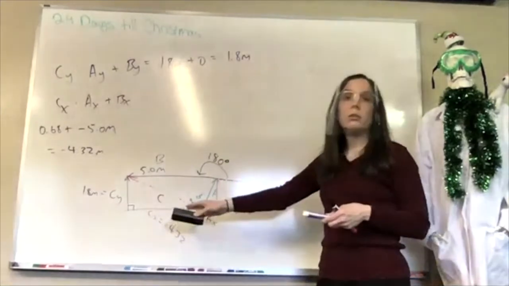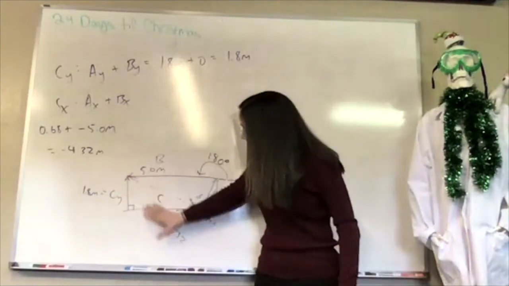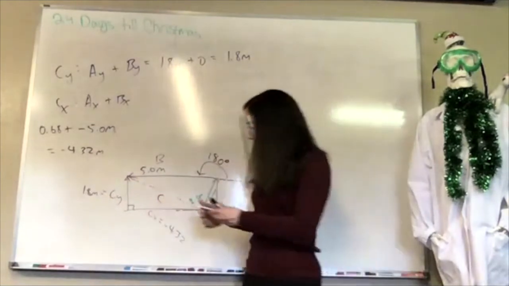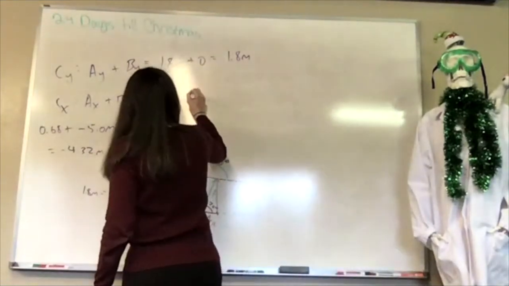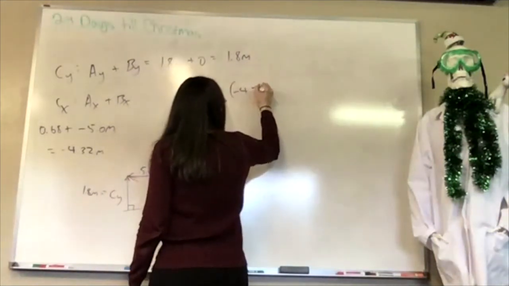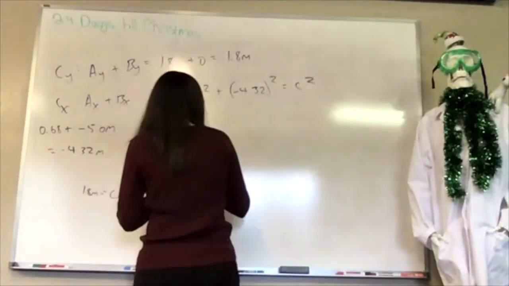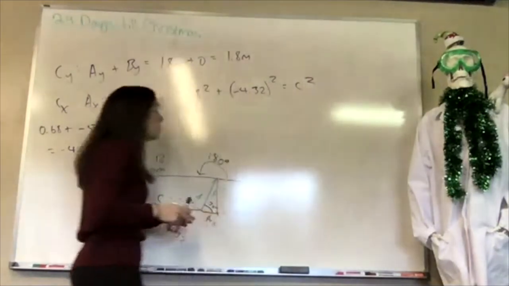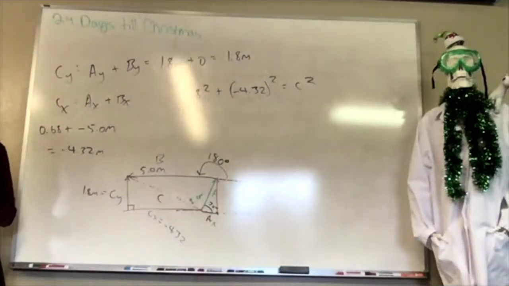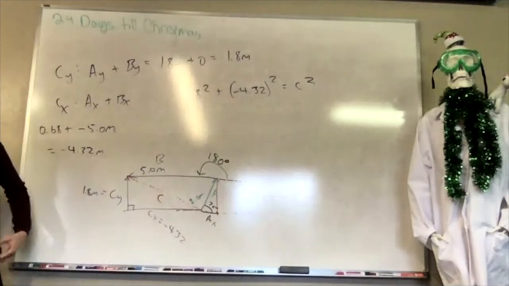You with me so far on this? Okay, so we can just do 1.8 squared plus 4.32 squared to get the hypotenuse. So what do we get for this when we do 1.8 squared plus 4.3 squared? Let me know when you get that.